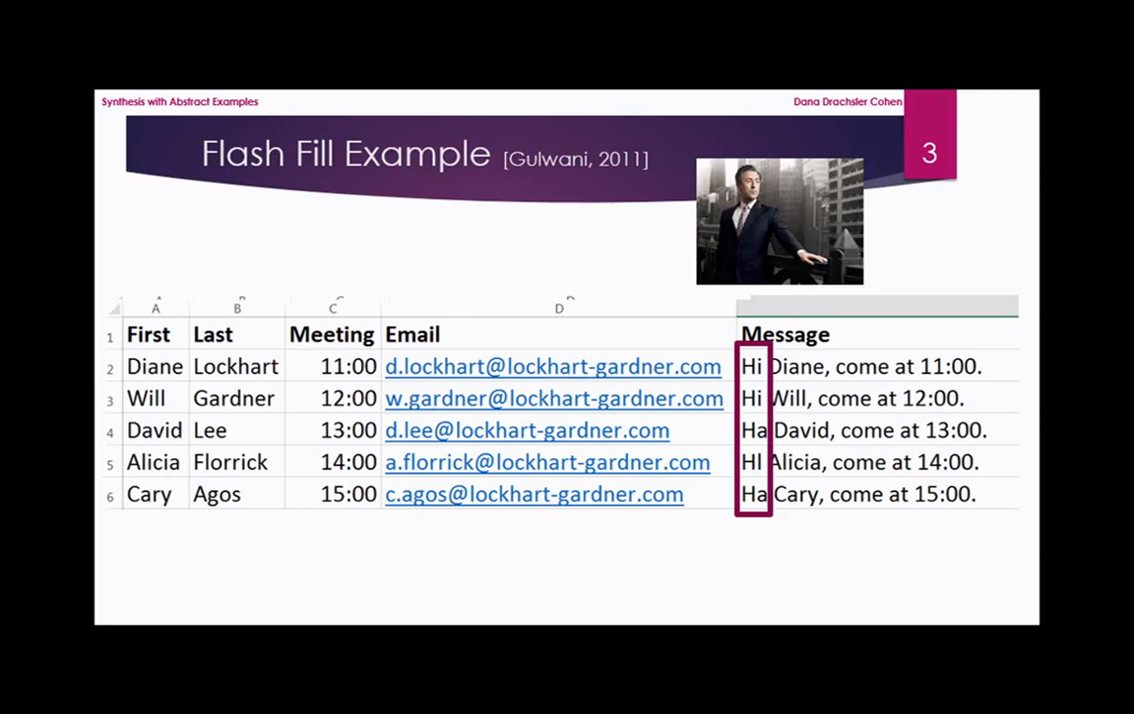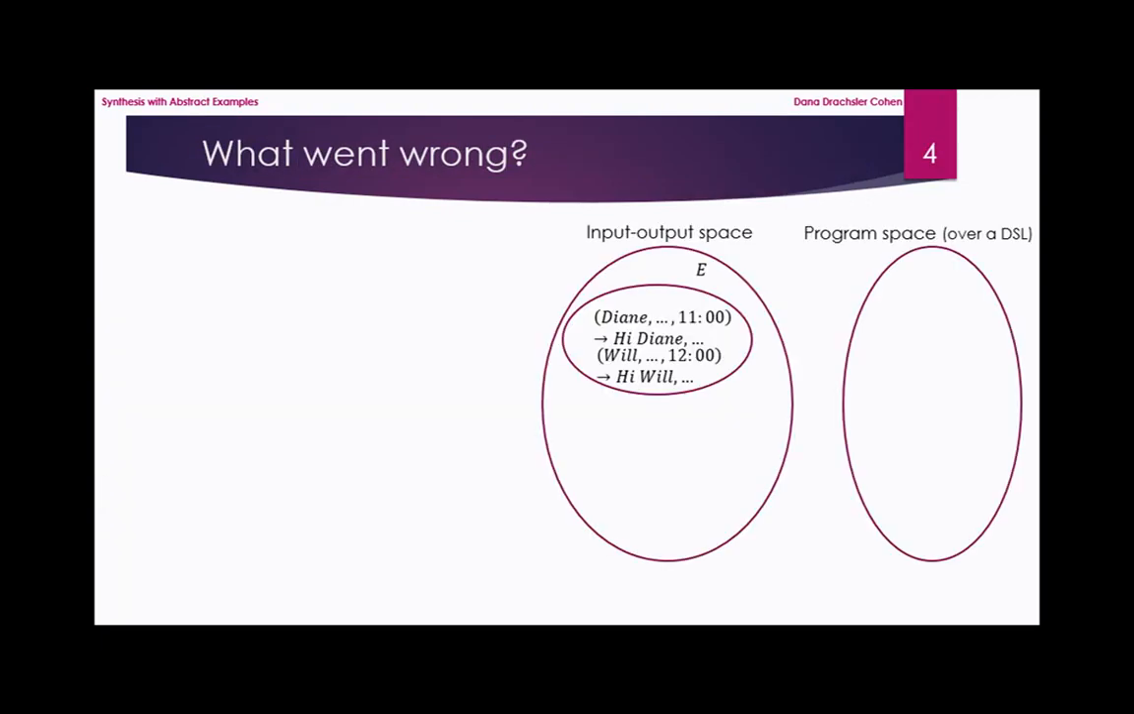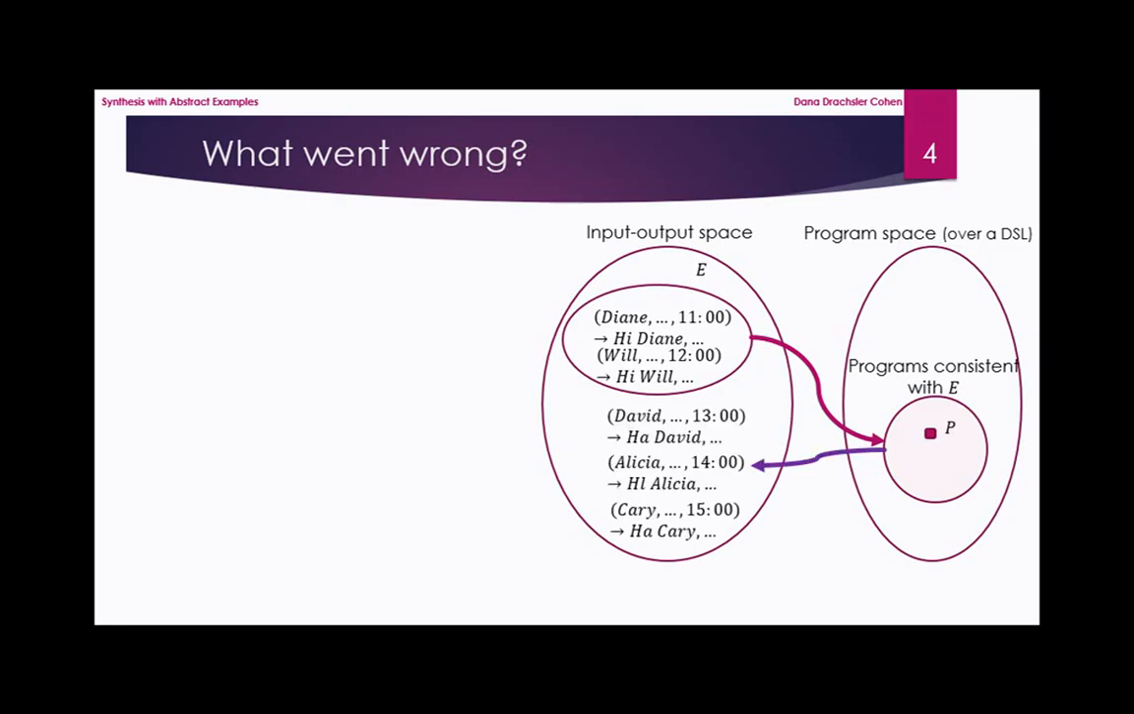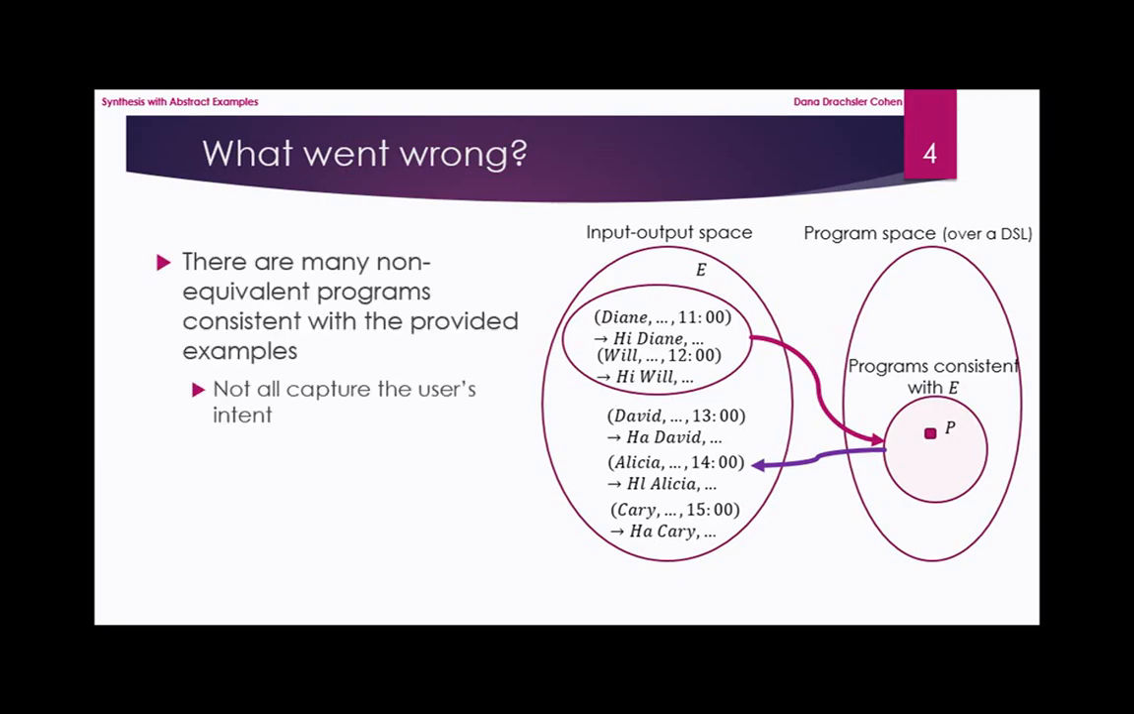So what went wrong here? We had an input space and a program space over some DSL. Eli Gold provided us with two input-output examples, and then FlashFill looked for programs consistent with those examples. It found some program and executed it on the remaining inputs, but why was it incorrect? Well, if we only look at the examples, there are a lot of options that are not equivalent, and many of them don't capture the user's intent. The question that we ask in this work is: can we guarantee to learn the exact user's intent?